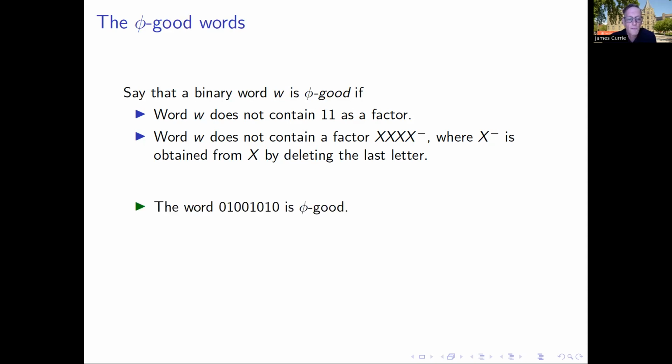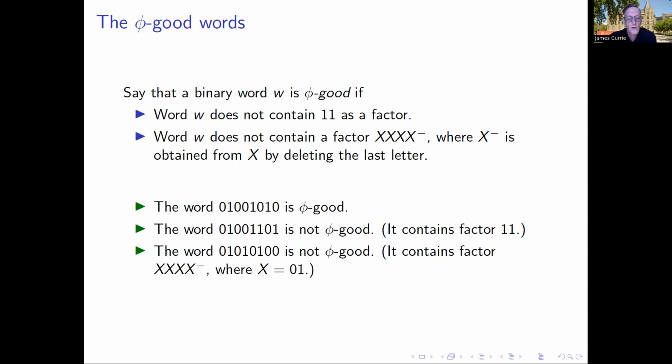So for example, this word 01001010 is phi good. We can see there's no 11 in there. And if I had a cube even, the period, this is length 8, so the period would be 1 or 2. So I quickly checked there's not even any cubes, so certainly it does not contain a factor x, x, x, x minus. This word, however, has slipped up. There is a 11 as a factor, so that is not phi good.